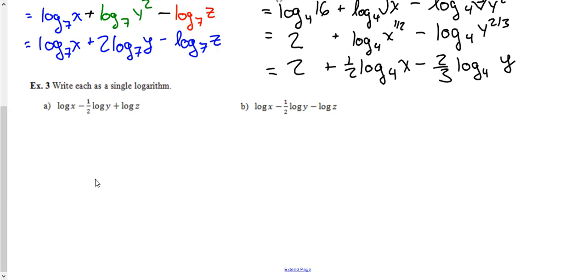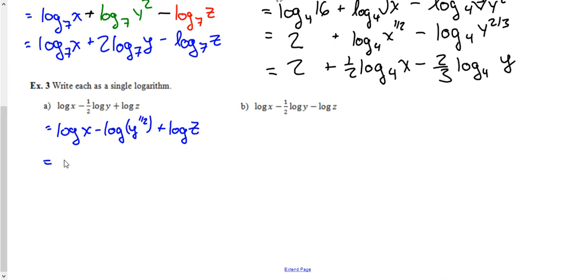In example number 3 here, we're asking you to write each as a single logarithm. So you're going to combine everything together in this case, very similar to example 1. The first thing I see is a coefficient. I'm probably going to move that up, and then start rewriting everything. So I have log of x minus log y to the 1/2, plus log z. When you add or subtract, you can almost do it in any order. So I'm going to do my addition first.